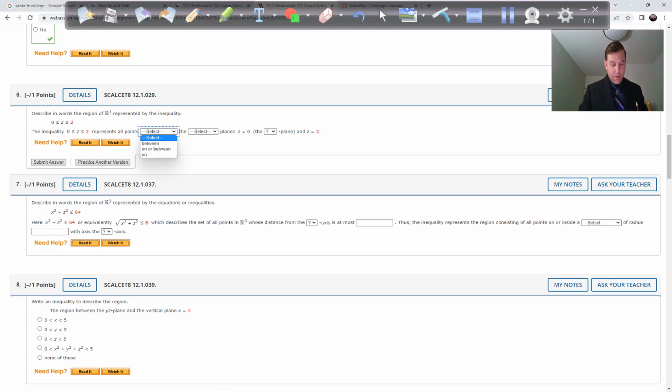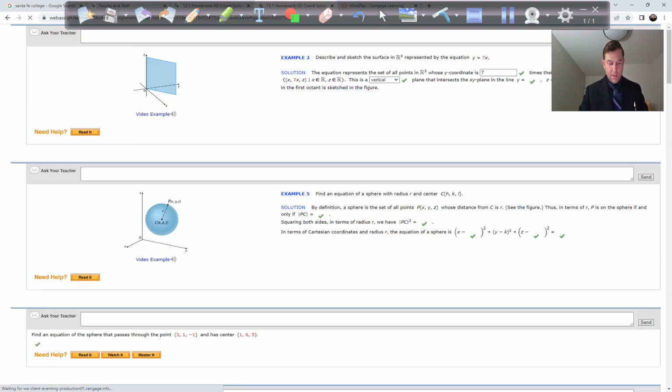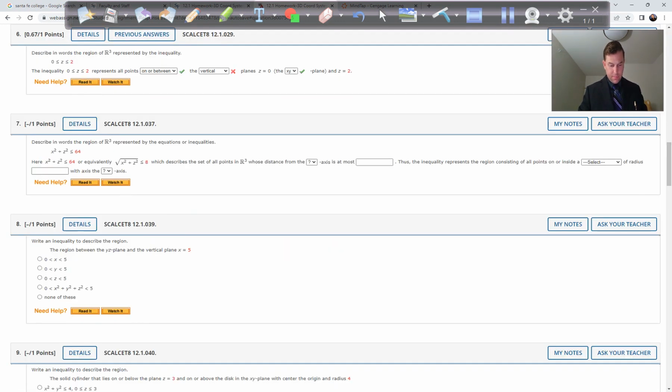So this would represent all the points between, actually on or between because of these equal signs, this would be the vertical planes Z equals 0. Now the Z equals 0 is the XY plane and the plane Z equals 2. So this one's not too bad, just kind of a word problem.